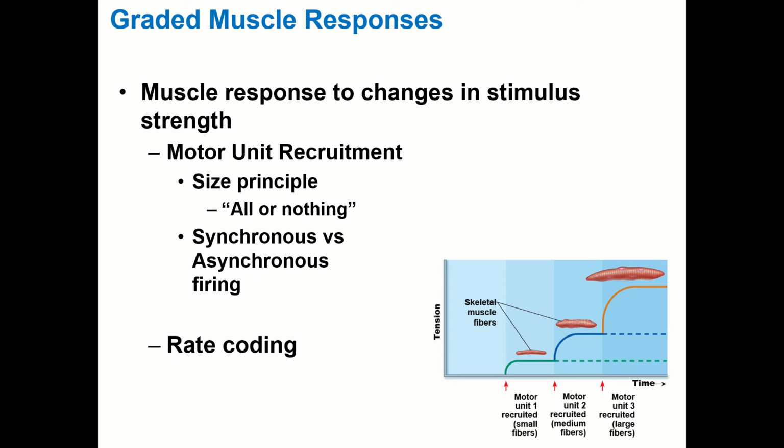All right. Other things on there, synchronous versus asynchronous firing. Synchronous means at the same time. Asynchronous means not at the same time. So we see synchronous firing, in a sporting context, during really powerful movements or during movements where we need to generate a lot of muscle tension. So if you're going to max out on deadlift, for example, you need to recruit all of your motor units at one time. So you're going to have synchronous firing.